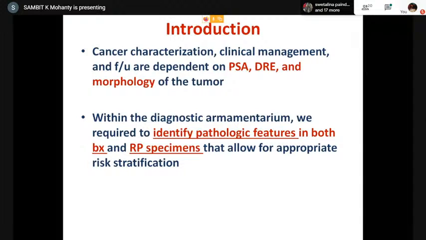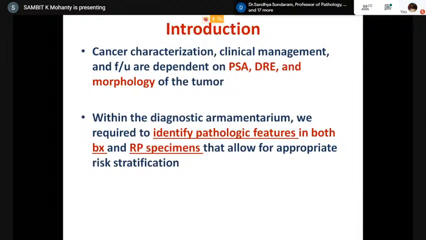So within the diagnostic armamentarium, as pathologists, it is mandatory for us to identify the pathologic features in both the biopsy and, if at all, there is a subsequent radical prostatectomy specimen, to allow appropriate risk stratification to the patient. Why am I using risk stratification instead of saying appropriate diagnosis? Because our job is to tell them the diagnosis and talk to the patient.